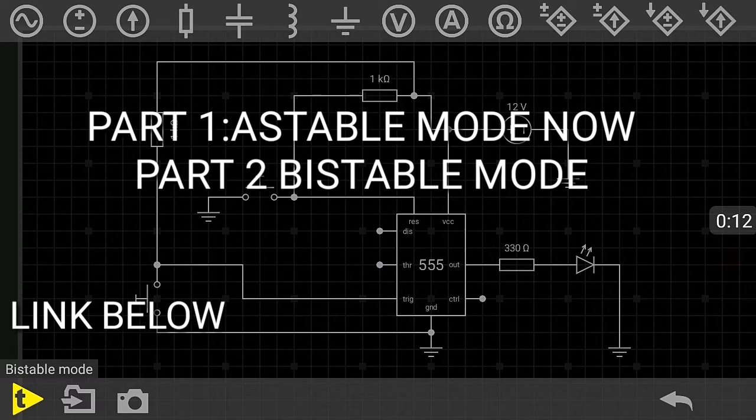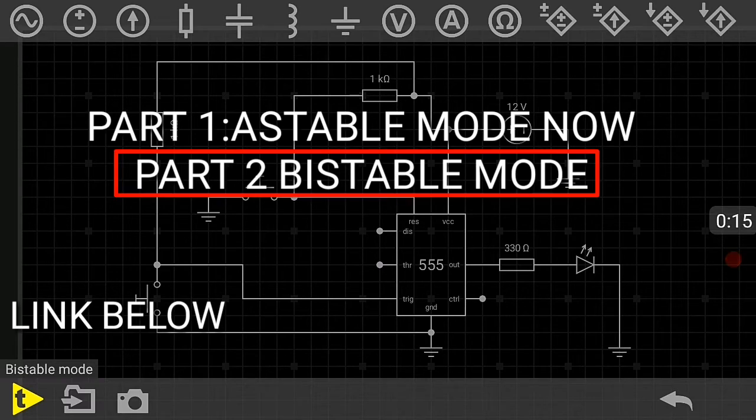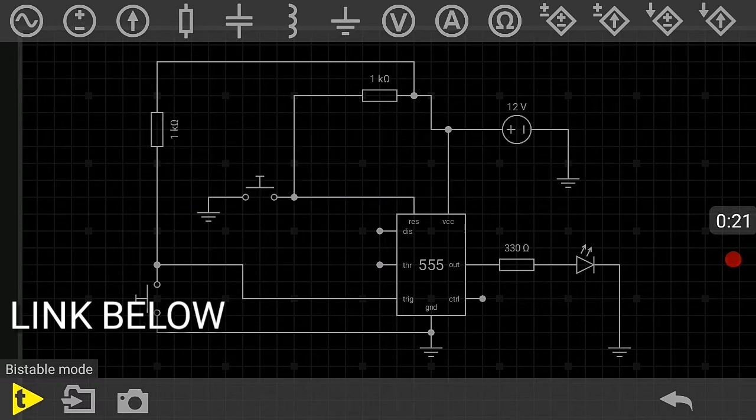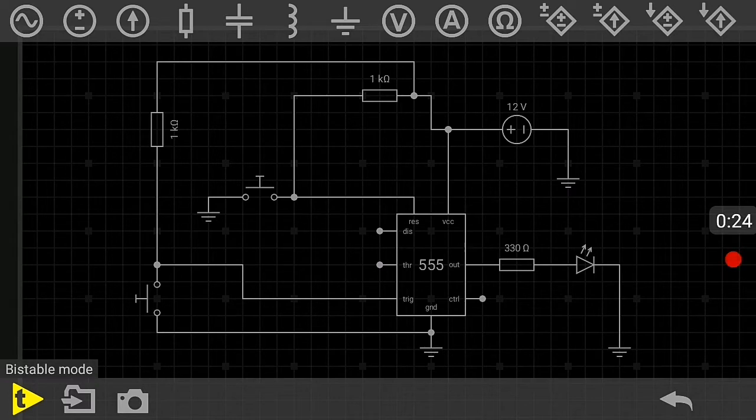Now, let's talk about how the bistable mode works by using the same NE555 timer IC. You can see pin 2 connected in between the momentary switch and 1 kilo ohm resistor, and the opposite end of the 1 kilo ohm resistor is connected to the positive power supply, and there are two portions of the circuit, very interesting.